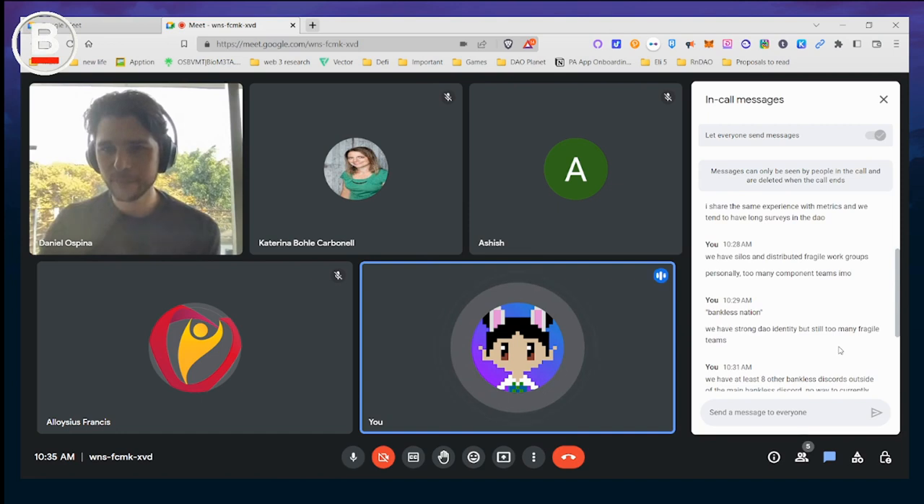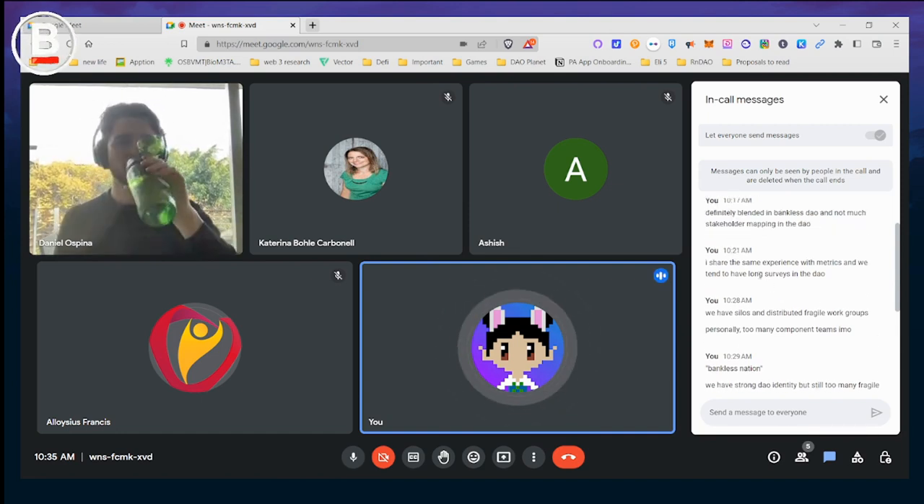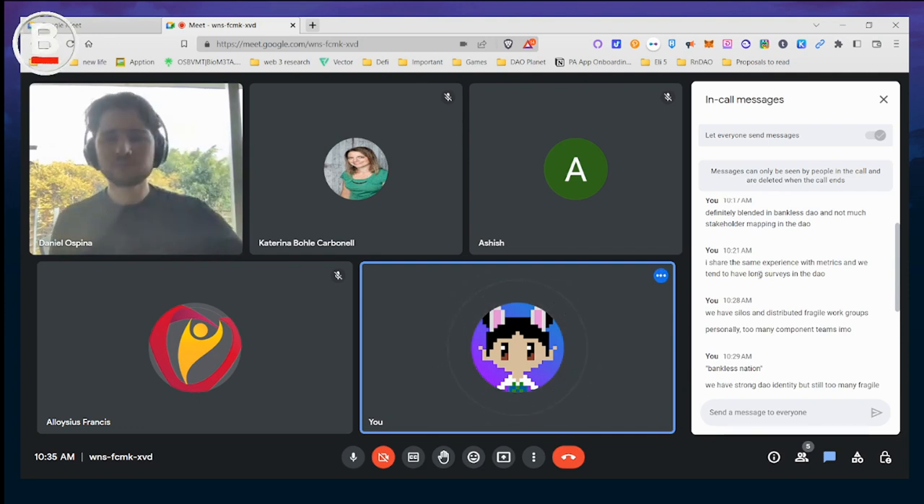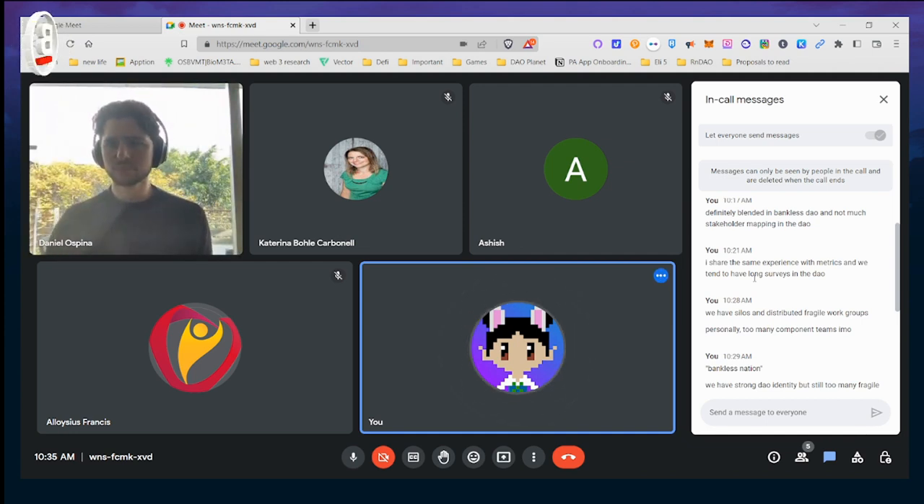Yeah, no, most of the comments are just describing some of the problems that you're addressing. Like, in Bankless, we have a strong, larger group identity and sense of community. But when that filters down into the nested groups, that's where we start seeing a lot of fragility.